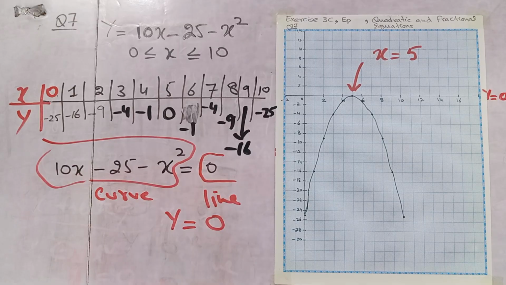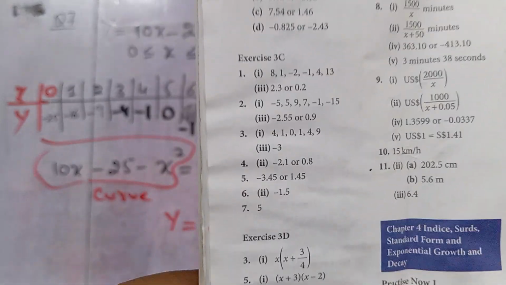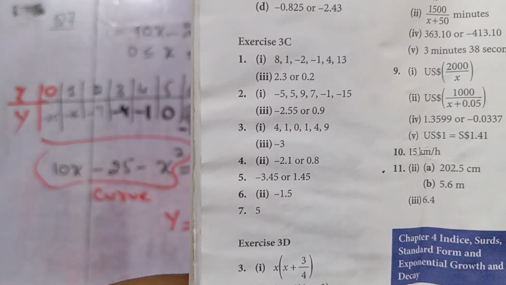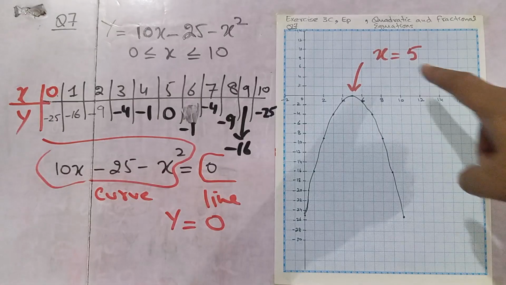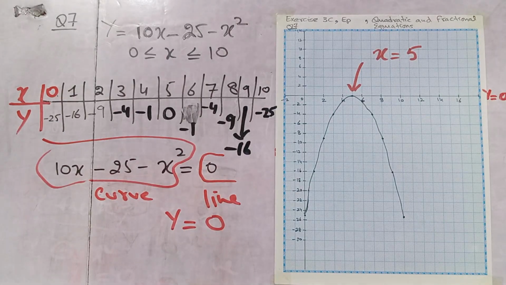So let's see. Exercise 3C, and let me show you the answers. Exercise 3C, question number 7, sorry, the answer is 5. So our answer is also 5. So this is how you will do.